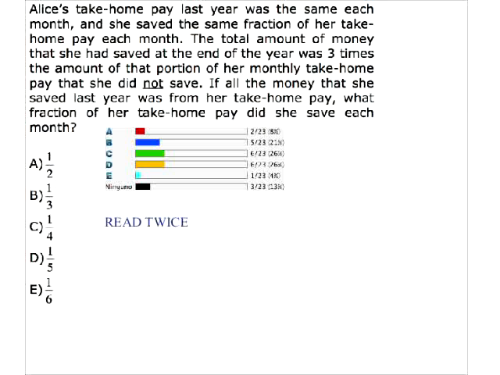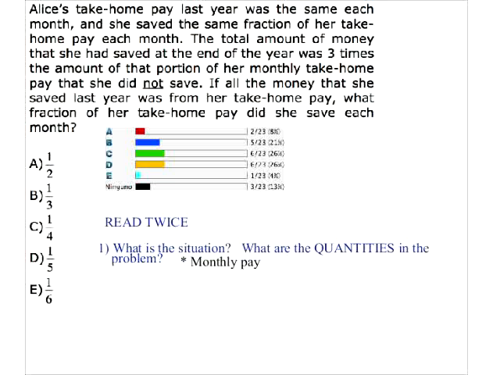First read, remember what you want to do is ask what is the situation, what are the quantities in the problem. So, take-home pay was the same each month last year, and she saved the same fraction of that take-home pay every month. So we have a monthly take-home. We have a constant fraction saved. Notice, jumping a little bit ahead, that's that fraction, so we definitely want a variable for that. And then we have take-home pay each month.